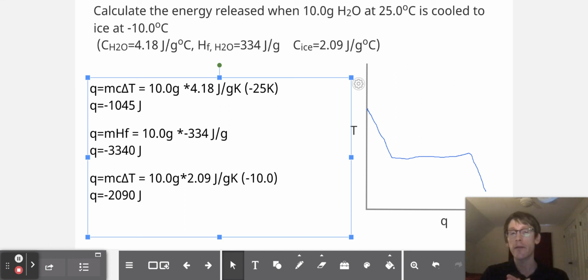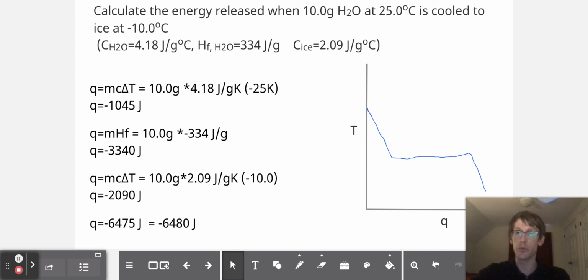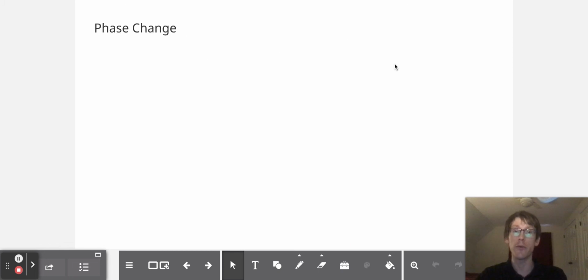And so now that I've got these 3 different steps, the total here is going to be negative 6,475 joules, which we will round according to there being 3 sig figs. It's negative 6,480 joules. That will be our Q for, again, the whole process.